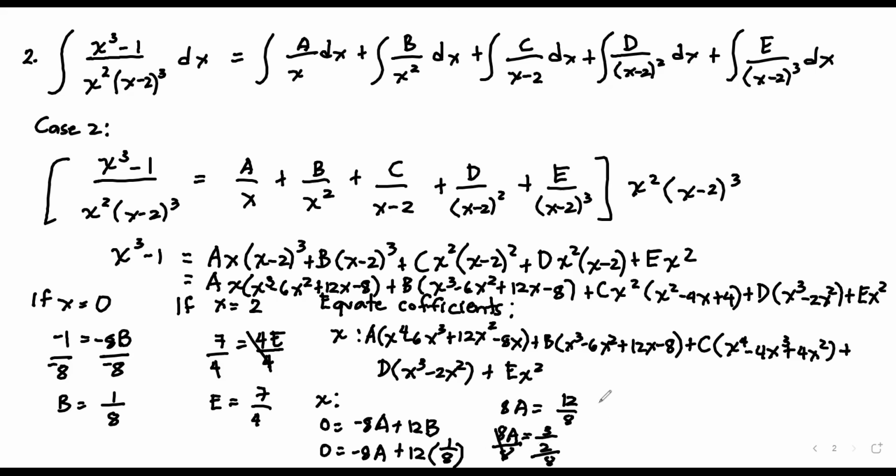So a is equal to 3 halves times 1/8. A is equal to 3 over 16. Okay, that's the value of A. A equals 3 over 16. Next, x to the fourth.